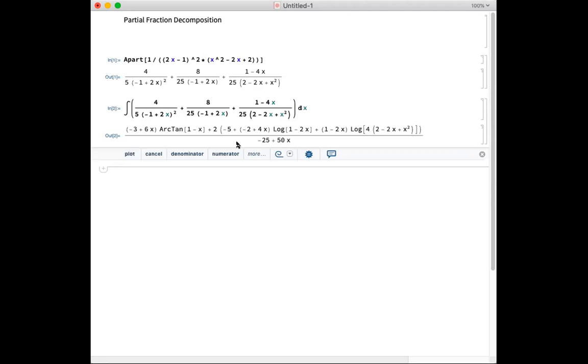Log means natural log in Mathematica and in Wolfram Alpha. So when they type log, they're talking about the natural logarithm, not the common logarithm. That's a little bit different than what we're used to, and we need to be aware of that. Did you just type Apart and then put the bracket? Yep, you type Apart, and then you put the square bracket for any function. So after any function, you need the square bracket and then your expression.